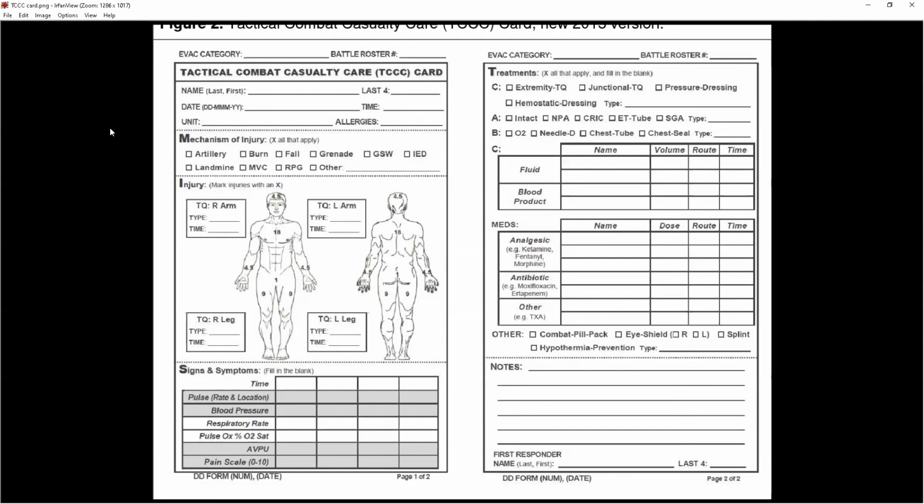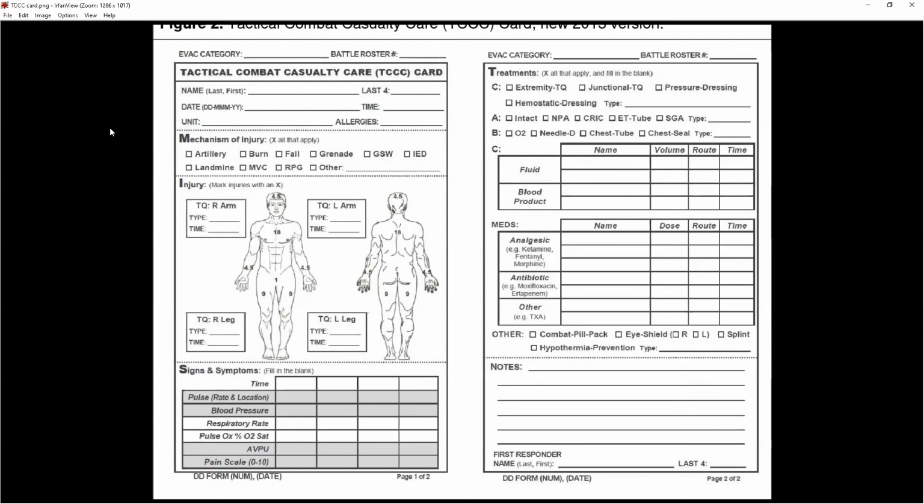These are somewhat prohibitively expensive. If you buy them online, chances are they will cost you $1 a piece. They are very, very expensive. But you can print these out at home. You can just Google for Tactical Combat Casualty Care Card. It's published by the United States military. You can download the PDF, downsize it or right-size it.